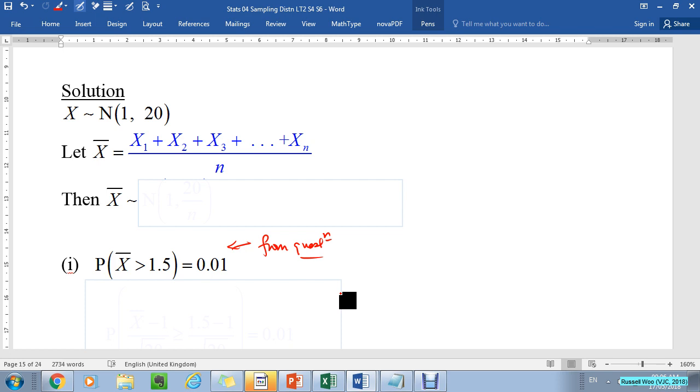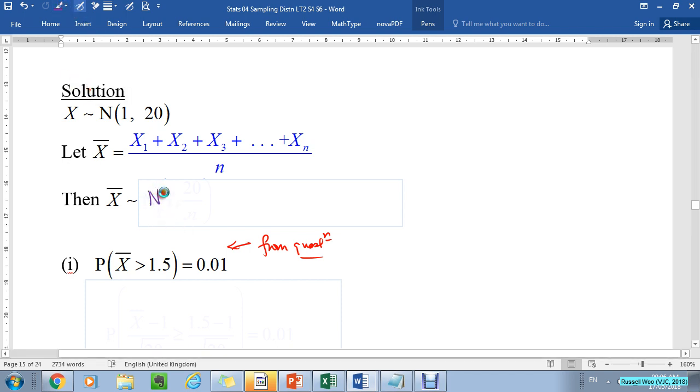So, how do we solve this? We still need to find this unknown number n. Because n is unknown, now we need to find out what is the distribution of X bar. Can we recall it from above? 4.5 above: if X is a normal distribution, X bar should be a normal distribution with the same mean, with the same mean, 1.